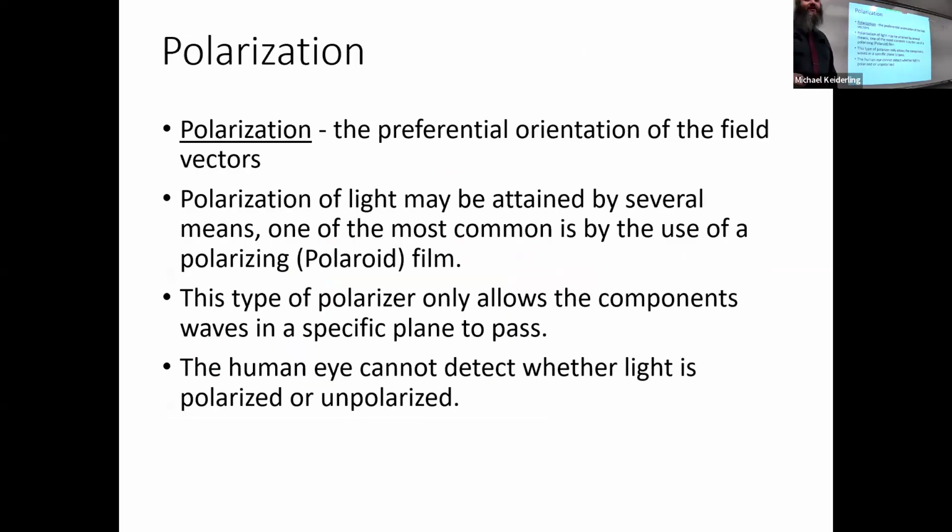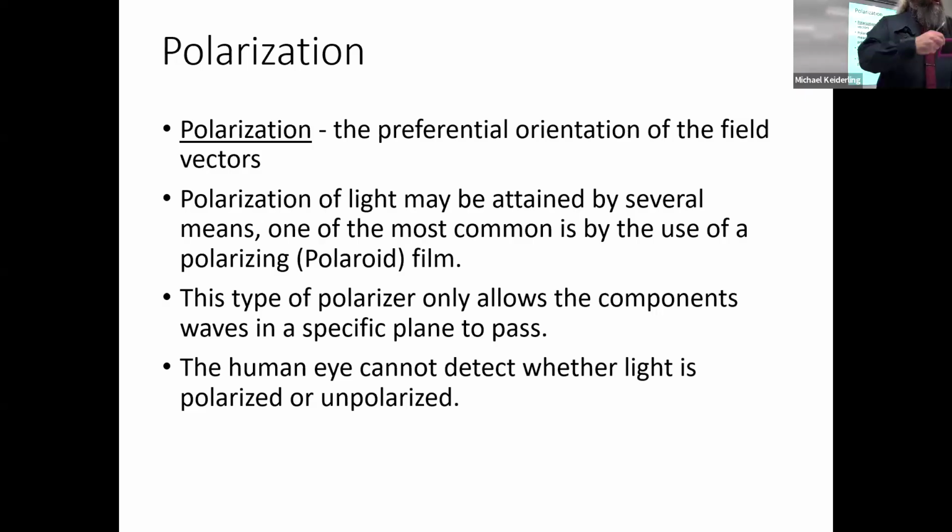Polarization is a preferential orientation of the field vectors. The polarization of light can be attained by several means, the most common of which is a Polaroid film, like this. This type of polarizer only allows the components of waves in a specific plane to pass. Pretty sure this one polarizes vertically.